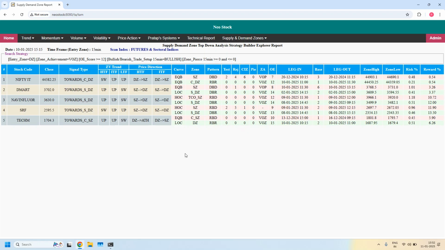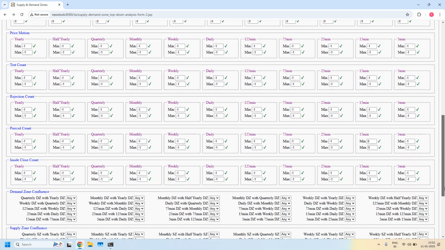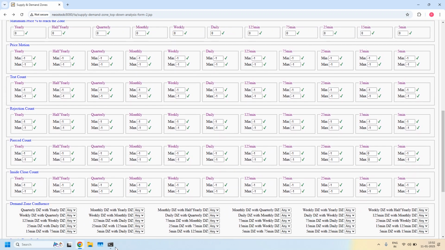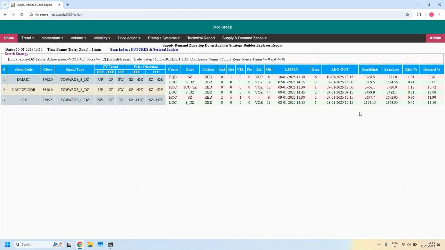First filter is LTF and ITF demand zone confluence. Let us filter the stocks. In the demand zone confluence, I am setting the filter 15 minutes demand zone with 75 minutes demand zone confluence. That is LTF is 15, ITF is 75 minutes zone. That's why it is an LTF, ITF demand zone confluence filter. Now we got 3 stocks. So the list has come down from 5 to 3.